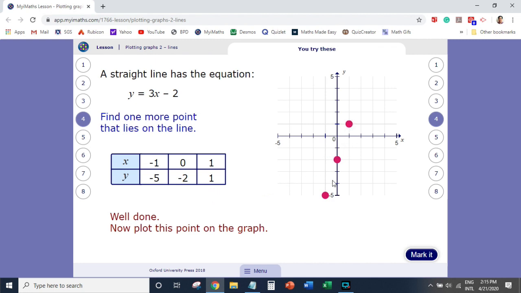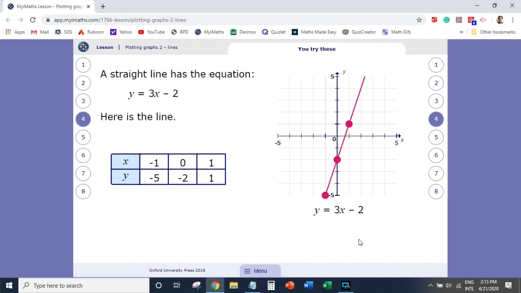That's it. As you can see, those points lie on a straight line. Then we have to connect them with a straight line. And then remember to write the equation beside the line.